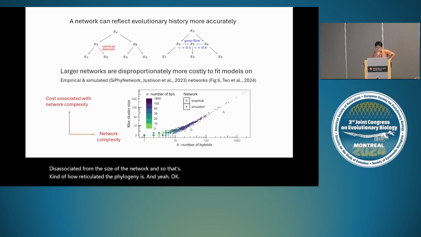So the message is what we can see from the plot. If you look at the colored points, the darker the points are, the more taxa they have. We can see that larger networks tend to be more complicated. They tend to have larger X values, and then more complicated networks also tend to be more costly for model fitting.